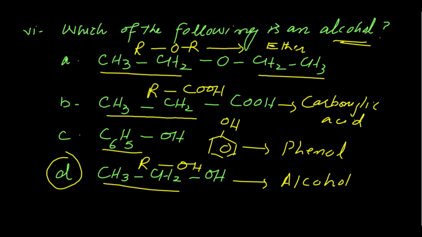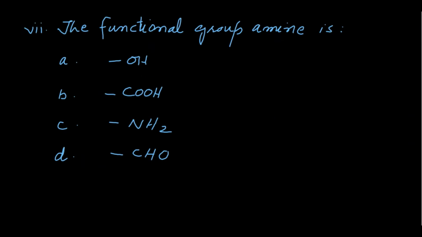Now we will see the next question. Now in the next question we are asked to find the functional group amine. ठीक है, हमने इसमें से क्या find करना है कि which one is amine from the given functional groups. Now students, here we can notice the first functional group which is given. हमने देखना है जो पहला functional group हमें given है वो क्या है?